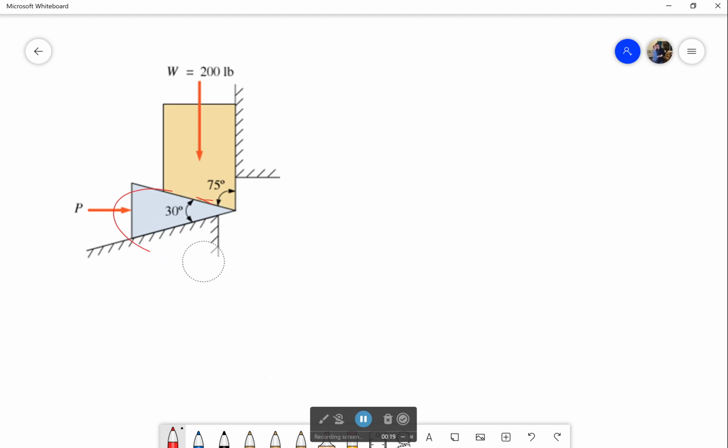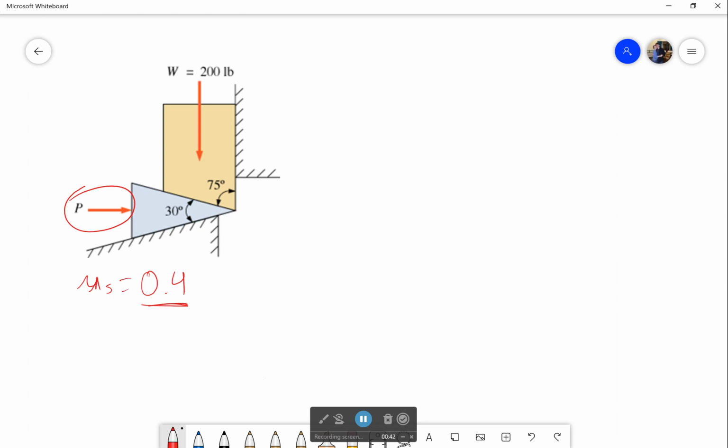But we have this 200-pound weight, and we're trying to figure out what is the force P such that motion would be impending up the hill. In this case, I'm going to say that our coefficient of friction for all surfaces is 0.4.